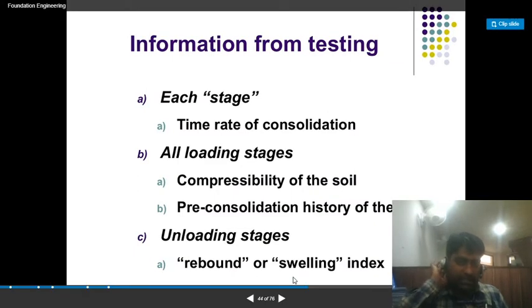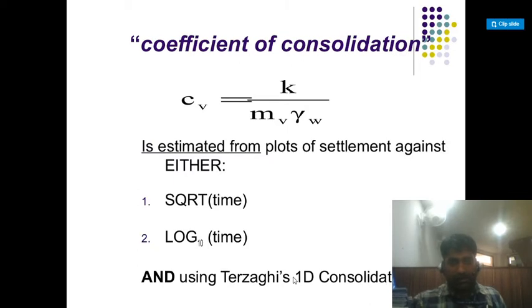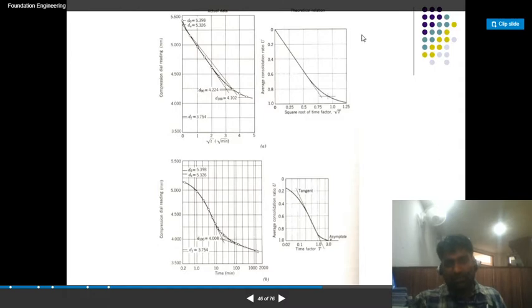Time rate of consolidation: loading gives the compressibility of the soil and the pre-consolidation history of the soil, unloading gives the rebound or swelling index. Coefficient of consolidation Cv is equal to k upon mv into gamma w, estimated from the plot of settlement against square root time and logarithm base 10 time, using Terzaghi 1D consolidation theory. So all these things you might have gone through when you studied the consolidation chapter in geotechnical engineering 1.